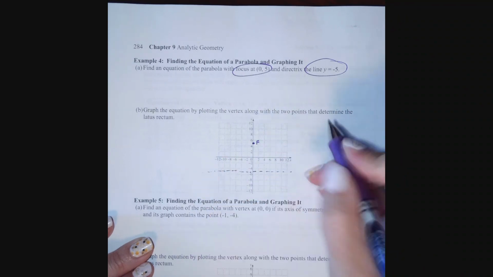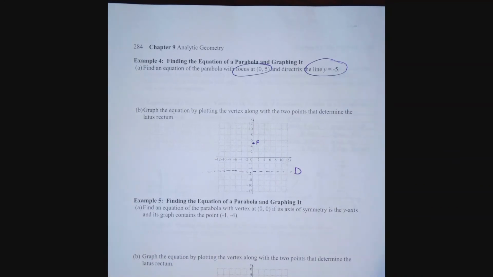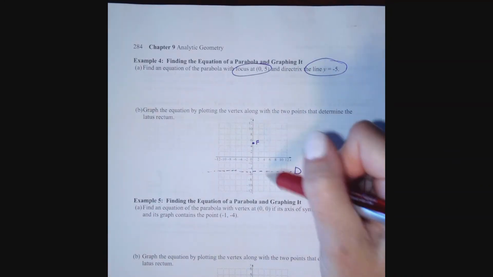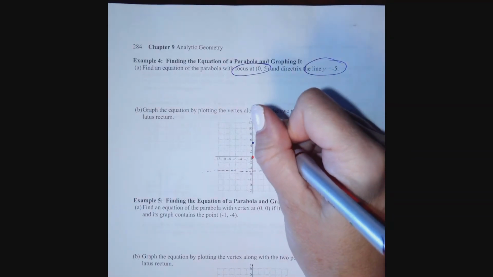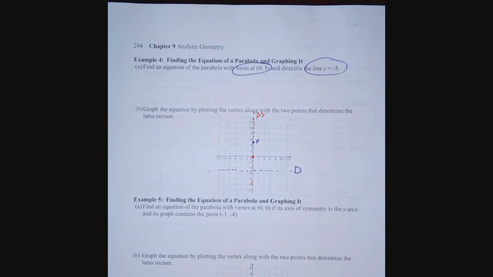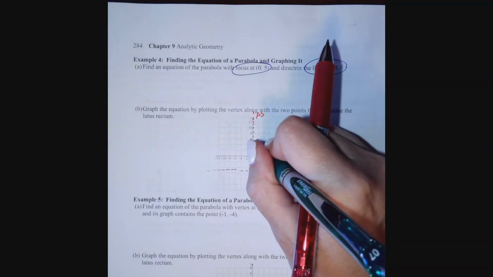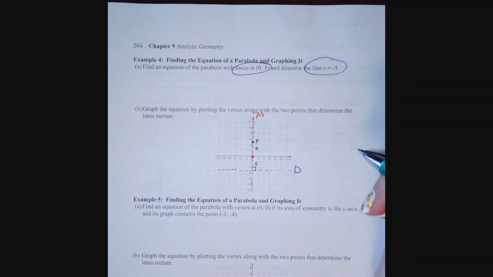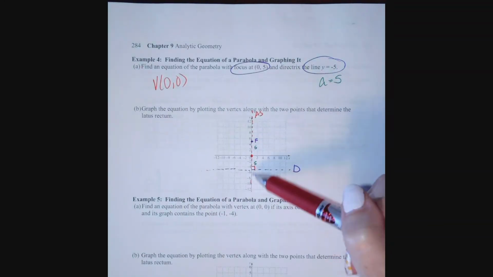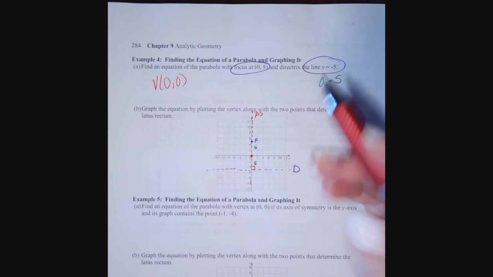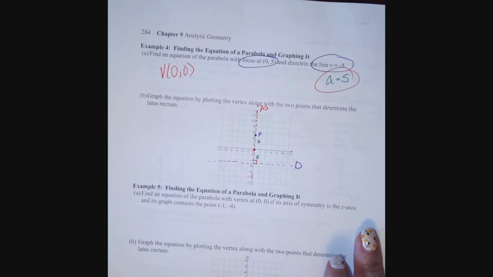So we know some stuff. This is D. We know that the vertex is halfway between the focus and the directrix, and it's on that line of symmetry. So the axis of symmetry is here because it's perpendicular to the directrix. We know that a is 5. That tells me that my vertex is at the origin because it's halfway between the focus and the directrix. And we know a is 5, so that helps us out.